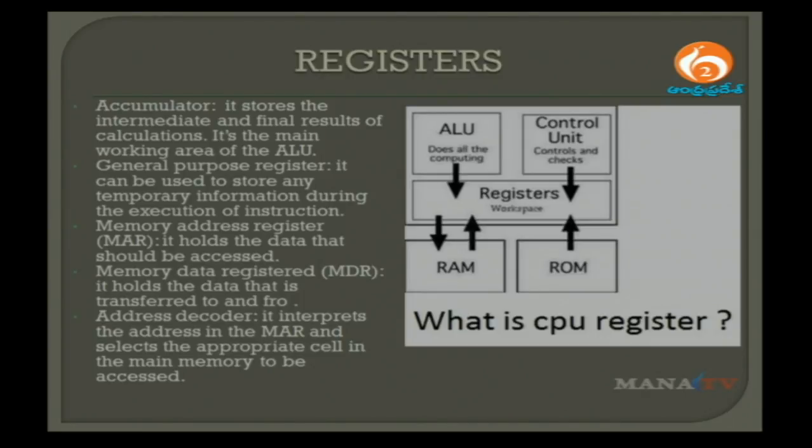General purpose register: it can be used to store any temporary information during the execution of an instruction, which I have already told you. Memory address register, which is very important, MAR: it holds the address of the data that should be accessed. And then we have the memory data register, MDR: it holds the data that is transferred to and fro. And then we have the address decoder: it interprets the address in the MAR and selects the appropriate cell in the main memory to be accessed.